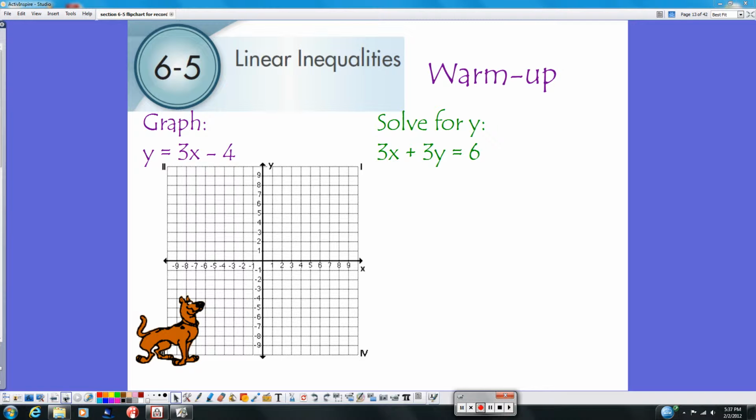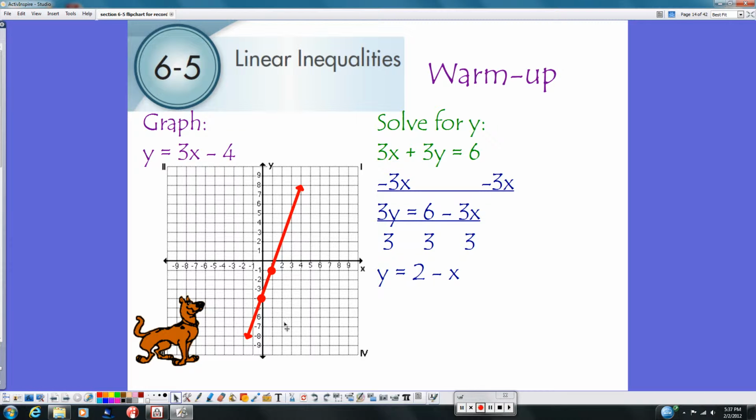Remember, when we're graphing, in this case we have slope-intercept form. Our slope is 3, our y-intercept's negative 4. So to graph this, we're going to put a dot on the negative 4. Our slope is 3, so up 3 and over 1 to put the next dot, and then you connect your points.